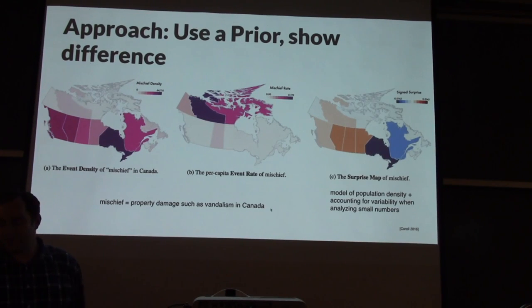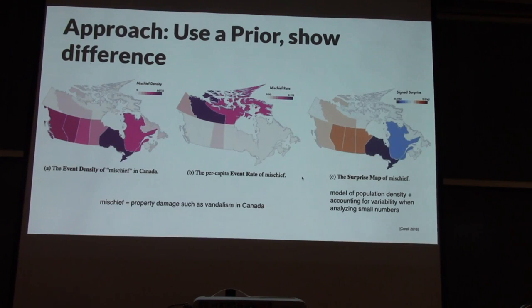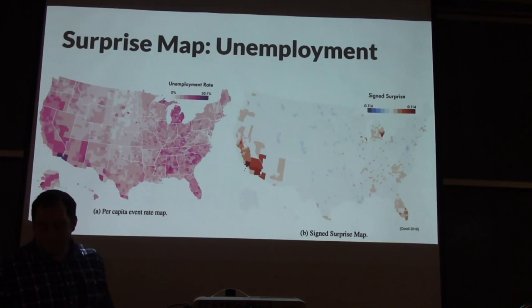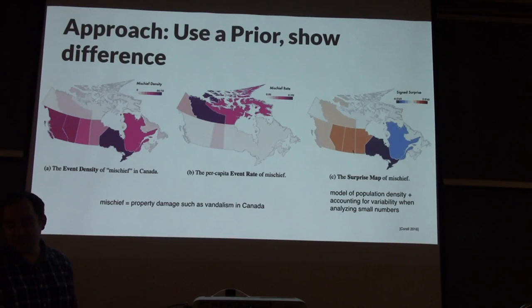And so if we actually use what's called design surprise in their model, where we have a prior that also takes into account the variability when we analyze very small numbers, then we get this map. And here we see that there is actually not a higher rate than you would statistically expect in the northern states and the northern territories, and that Ontario and Quebec are actually lower than you would expect.